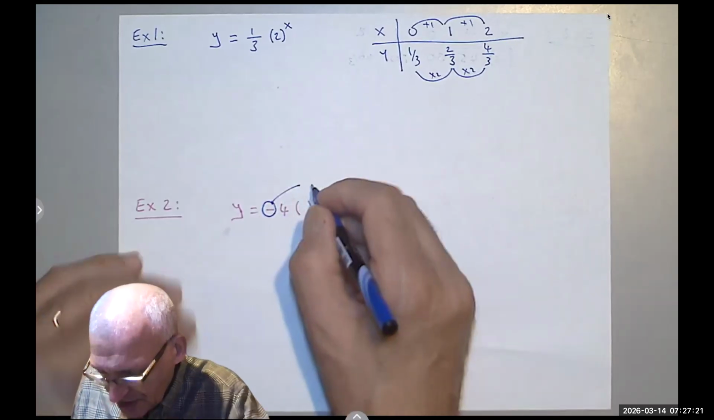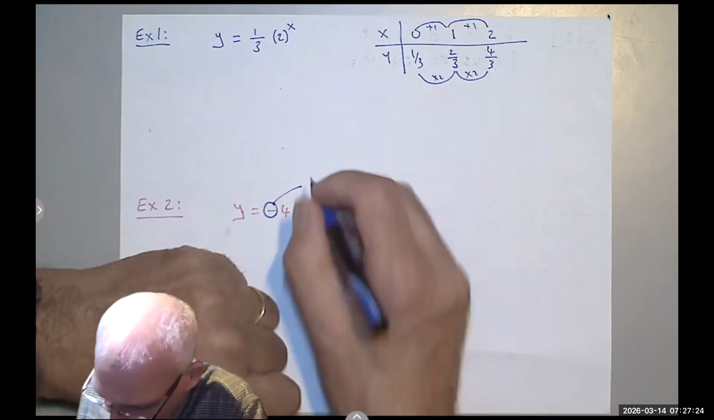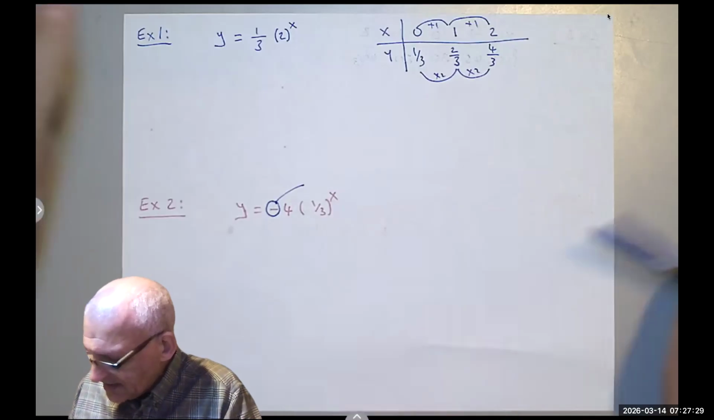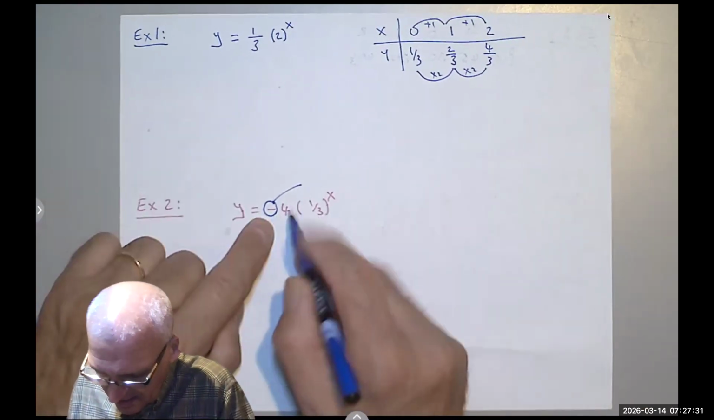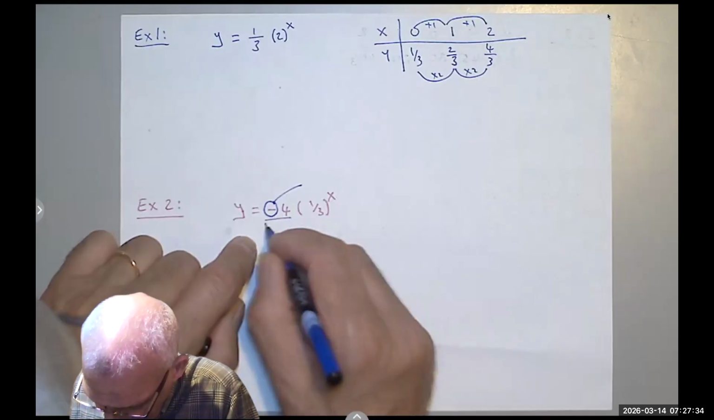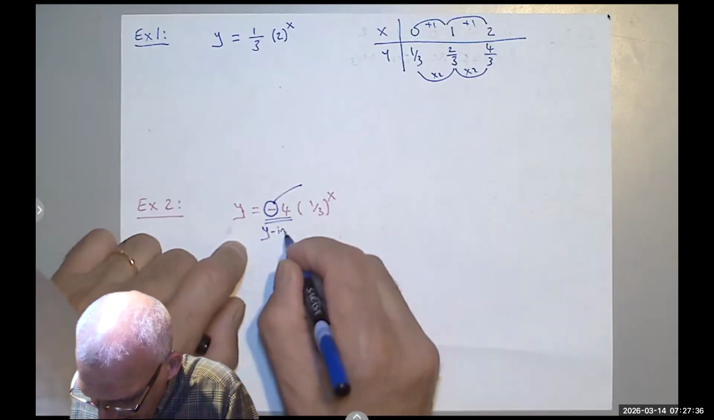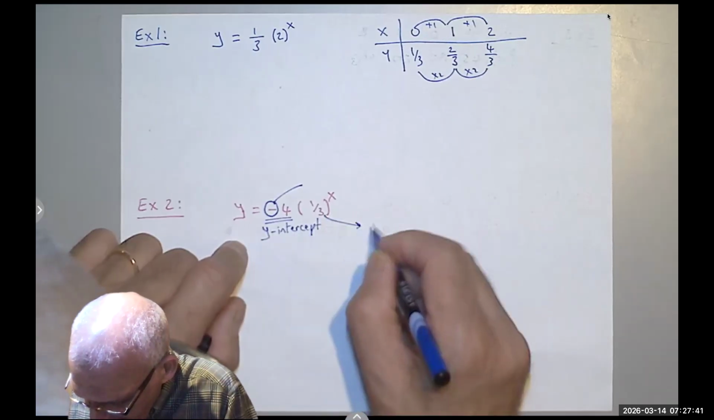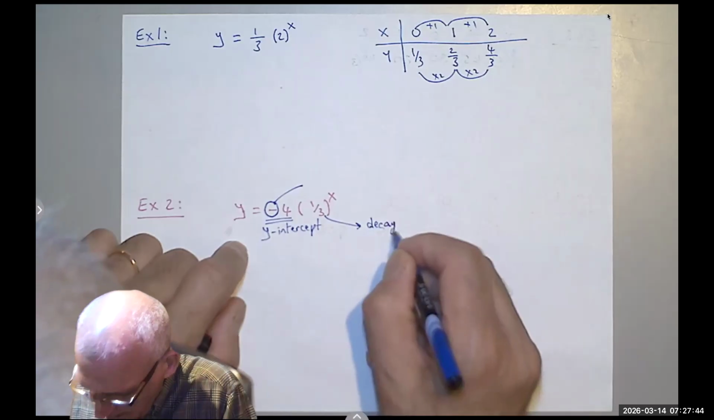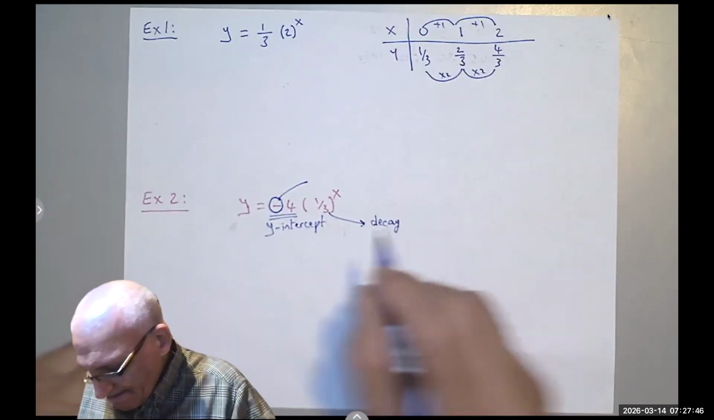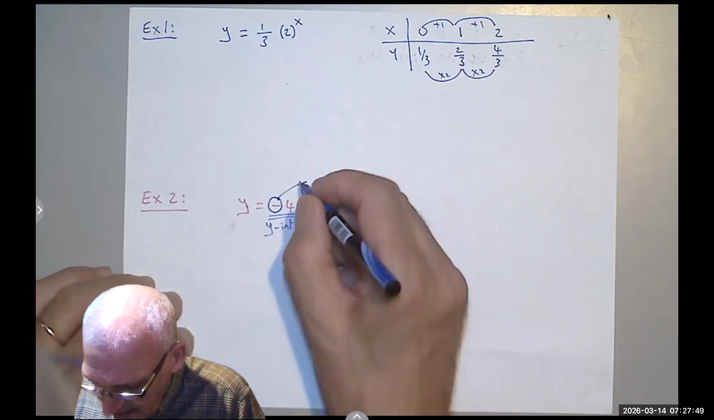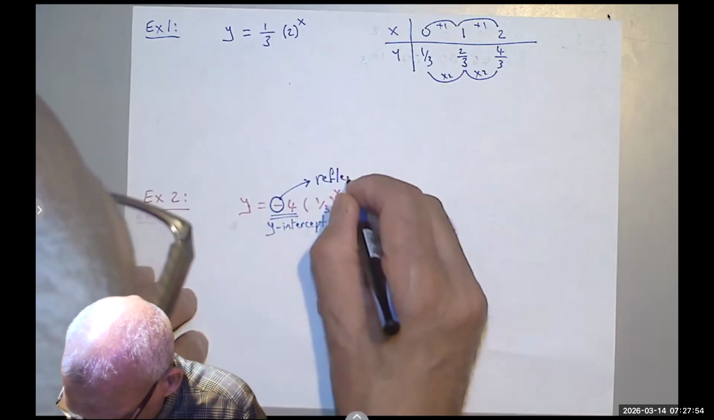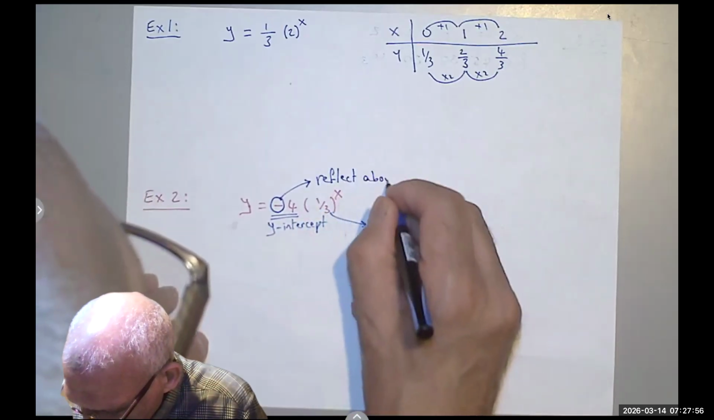This tells you to flip the graph. So let's first say this is the -4, all of it is the y-intercept. The 1/3 is telling me this is a decay. And then the negative sign says that I will reflect about the x-axis.